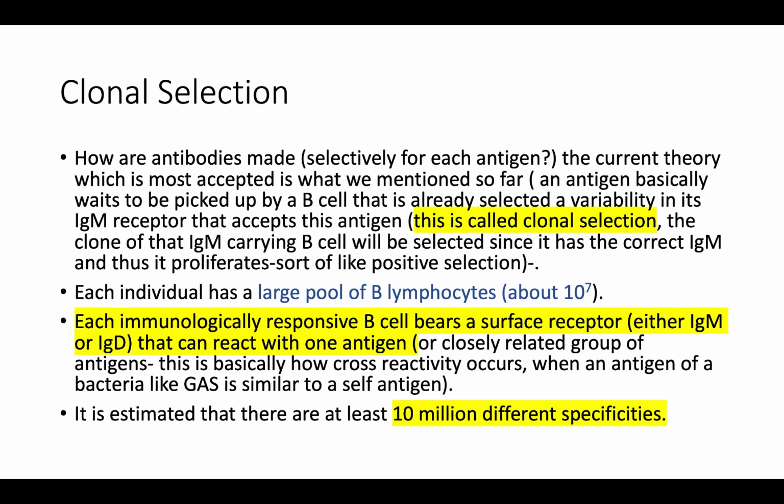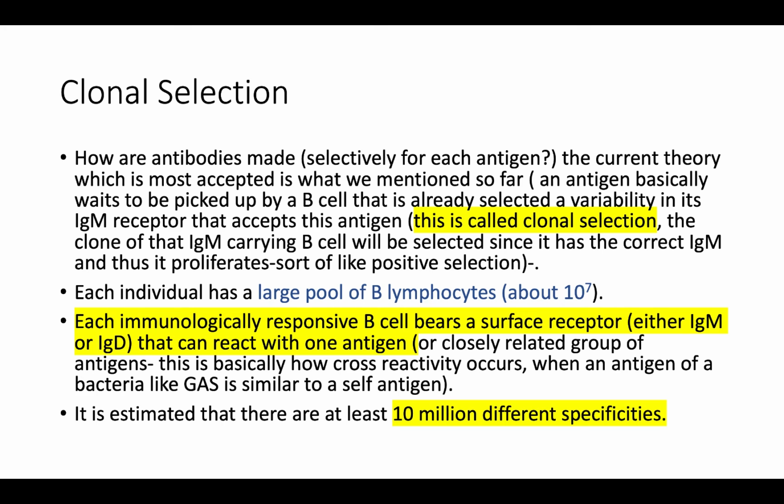So clonal selection, how are antibodies made? Selective. We will take a lecture about antibodies on their own. So the current theory, which is most accepted, is that an antigen basically waits to be picked up by a B cell that has already selected the variability of this receptor, and this is clonal selection. So each individual has a very large pool of B lymphocytes, each immunologically responsive to a surface receptor that can react to only one antigen, and it's estimated you have at least 10 million different specificities.